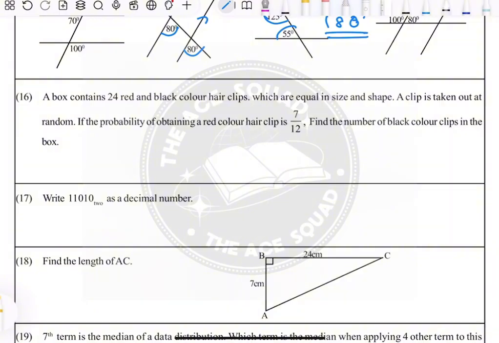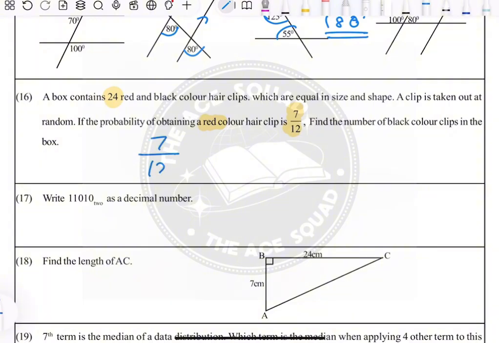So the probability for red color is 7/12 and the total number of clips in the box is 24. So that means this 7/12 is the probability given in a simpler form because the total is 24 now. So let's first make the total, which is the denominator, 24. Then we know the actual number of red color hair clips. That can be easily done.